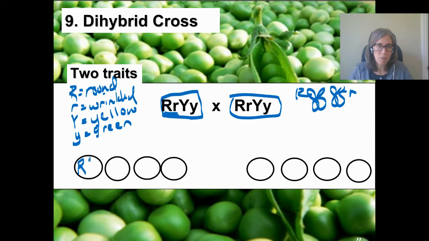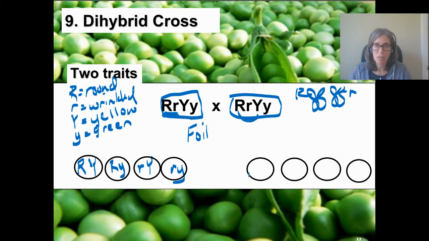So the baby could get a big R and a big Y, or it could be a big R and a little y. 50-50, right? If you get a big R, it's a 50% chance as to whether you get the big Y with it or the little y. Or the baby could get the little r with the big Y or the little r with the little y. And to help you make sure that you don't miss any of these, the way to do it systematically is to FOIL it like you do in algebra class.